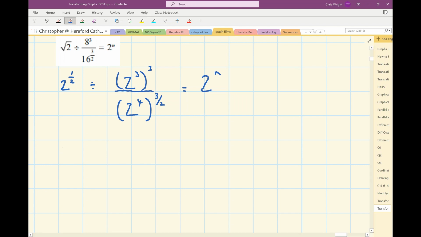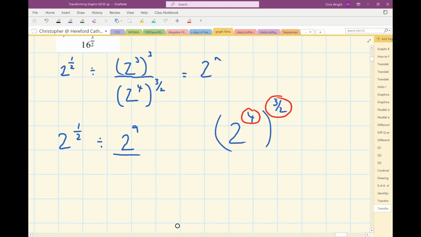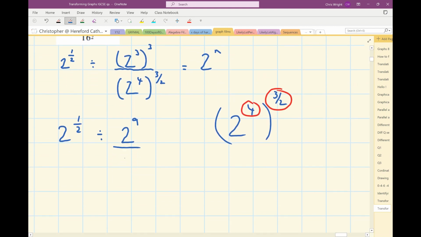So I've got 2 to the power of a half. Now, the numerator of that fraction, 2 to the power of 3 cubed, is, according to my rule of indices, 2 to the power of 3 times 3, 2 to the power of 9. And that's being divided by 2 to the power of 4 to the power of 3 over 2. Well, that's 2 to the power of 4 times 3 over 2, which is 2 to the power of 6, because 4 times 3 halves is 6. So I've got 2 to the power of 6 here.